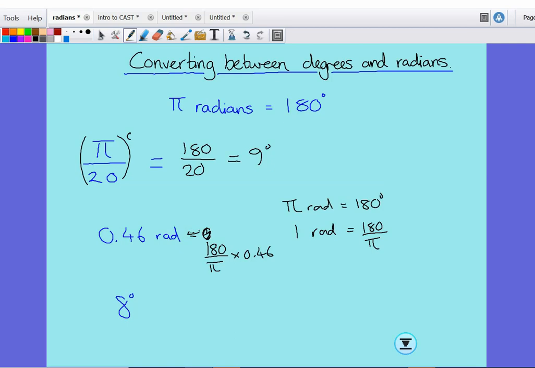Like I said, we don't often do this. So 8 degrees: let's go for 180 degrees is equal to pi radians. Let's find 1 degree. That's going to be pi over 180, and then 8 degrees is going to be that times 8. So it's a skill you can practice in the first chapter of your book, but you're not going to use it that much.